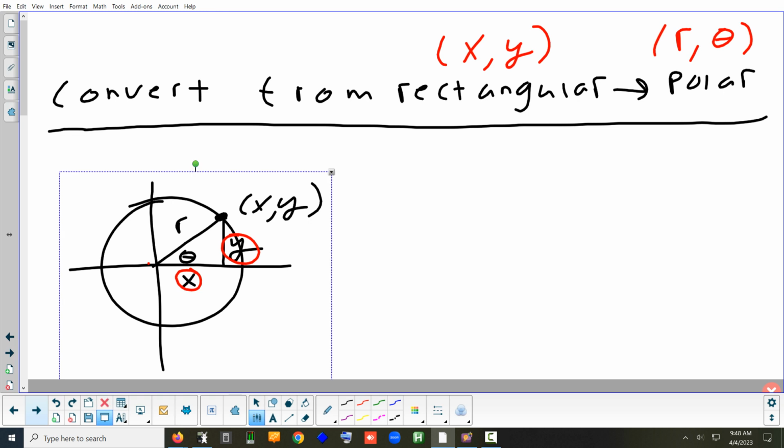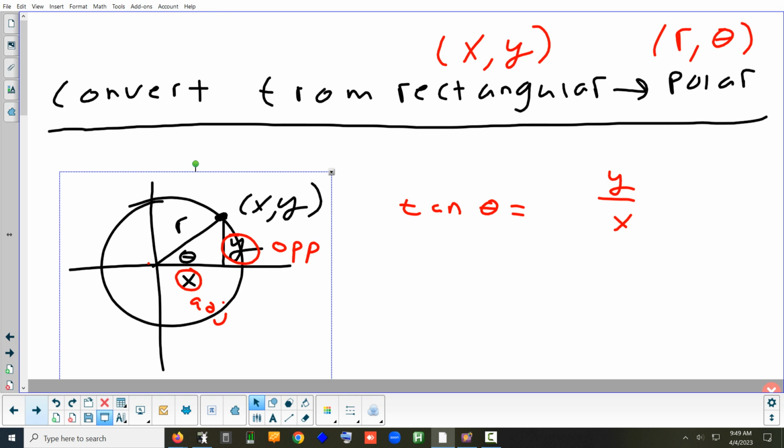Now, let's talk about the angle. What's the name of the side that's labeled y? What's the position of it? Opposite. And what's the position of side x? Adjacent. And what's the trig function that involves the opposite and the adjacent? Tangent. So I could write down tangent theta equals y over x.